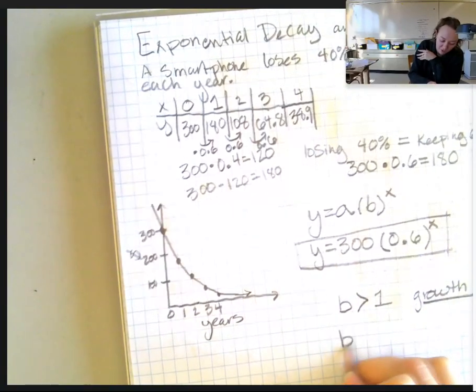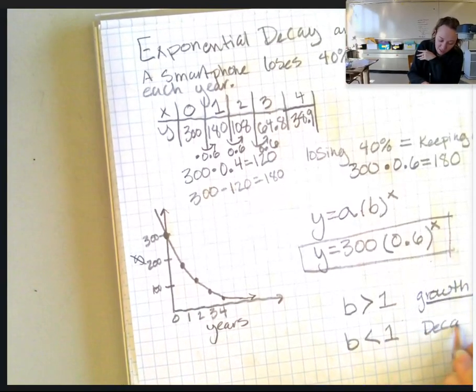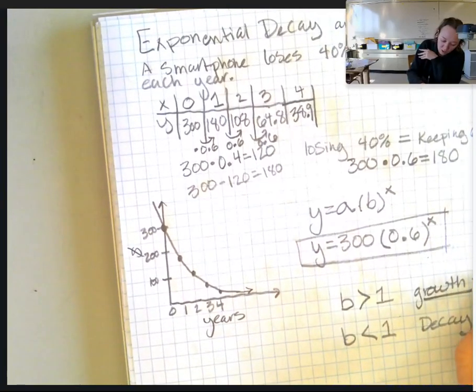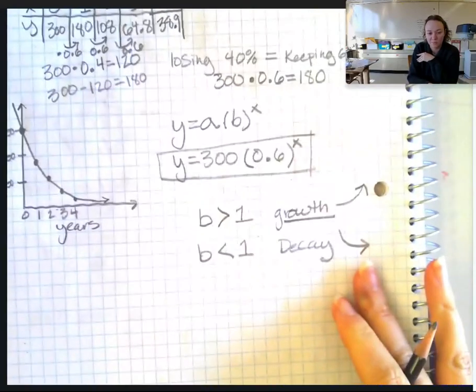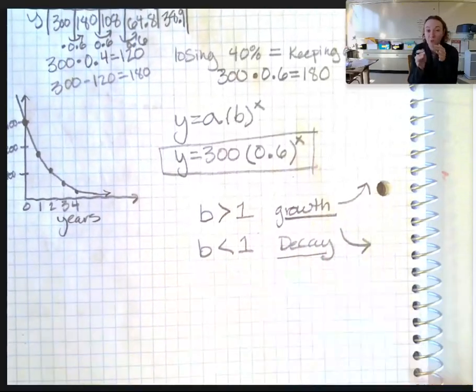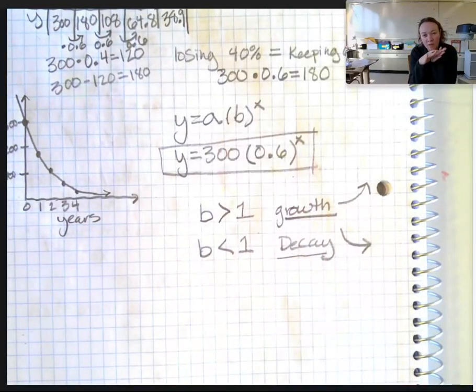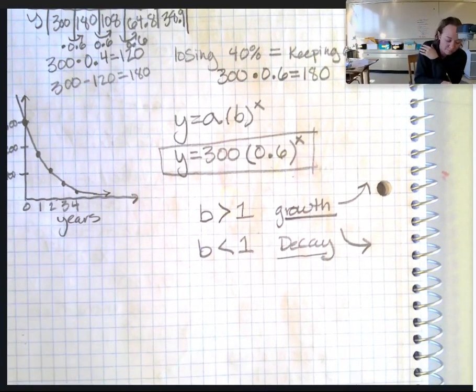If we have B values that are less than 1, that's when we have decay. So growth will be going up, decay will be going down. Growth goes up, decay goes down. And in both situations, the closer you get to 1, the closer it is to just being a flat line. So the slower the growth happens, either increasing or decreasing growth, which would be decay. So the slower it's growing or the slower it's decaying, the closer you are to 1.